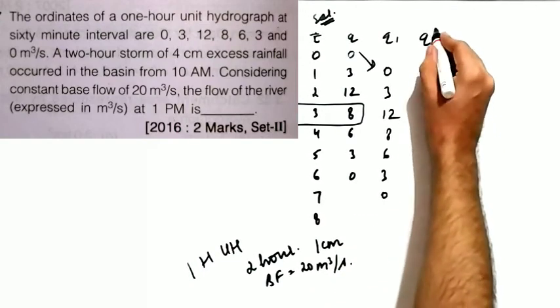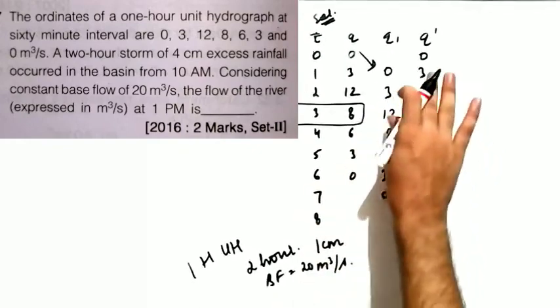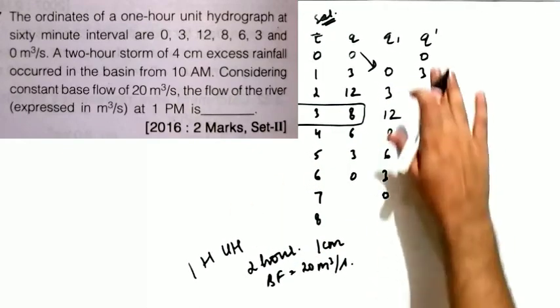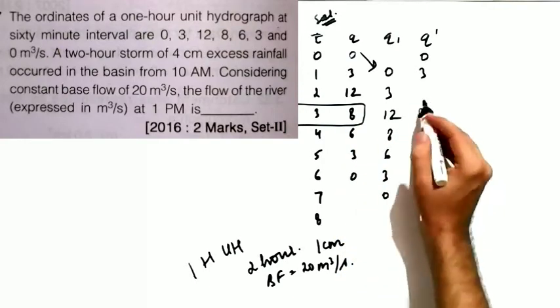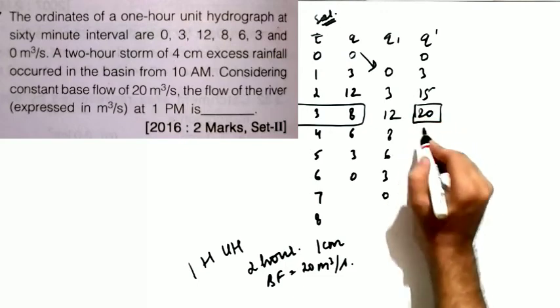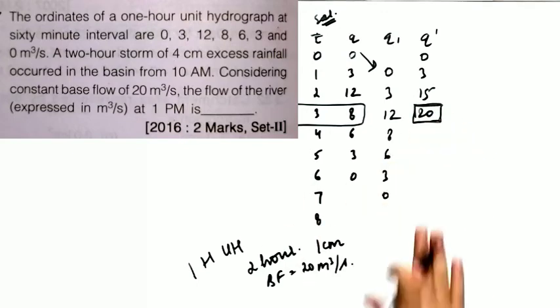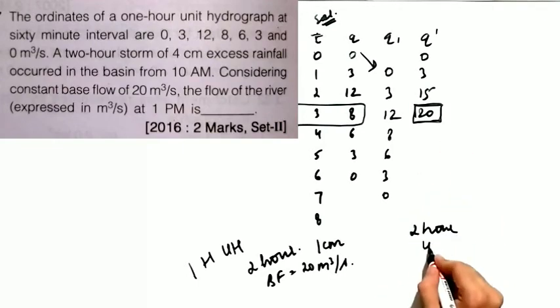Now calculate the Q dash. This will be 0, 3. We do not have any relation with any of these parts. We just need this part. This will be 20, although this is 15. This is 20. Only this is what we have to take care of. Now this is for a 2-hour unit hydrograph, but this is of 2 centimeter excess rainfall.